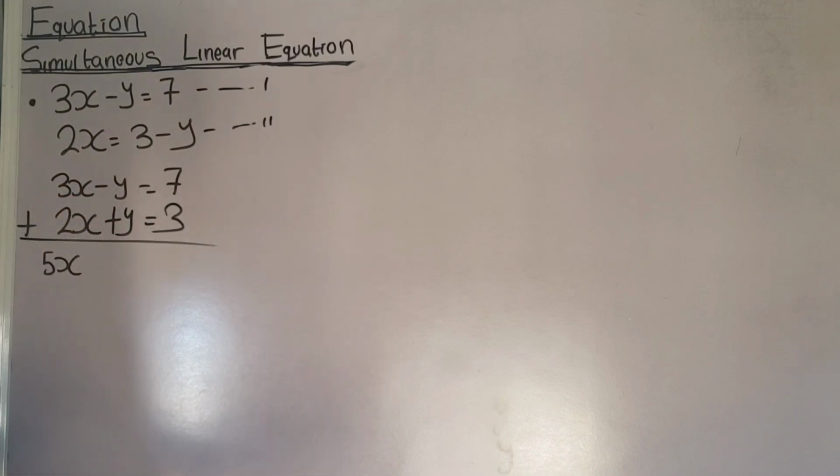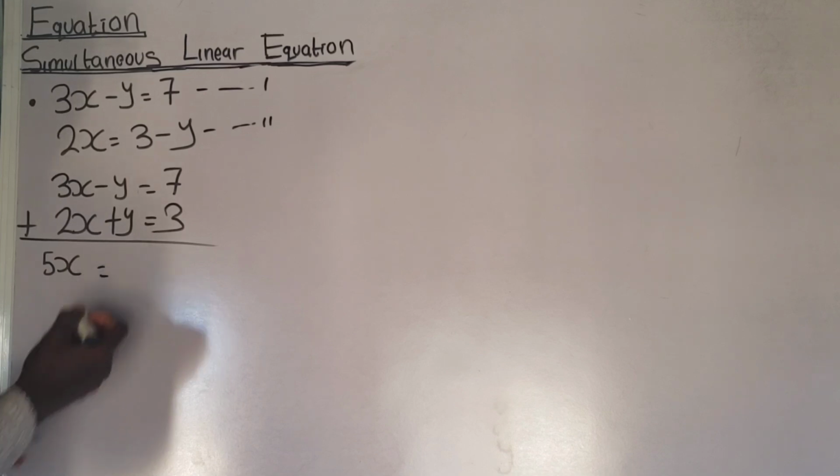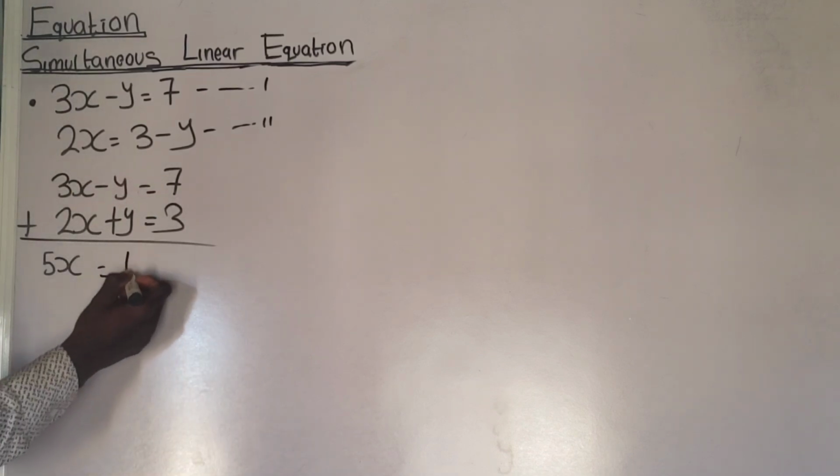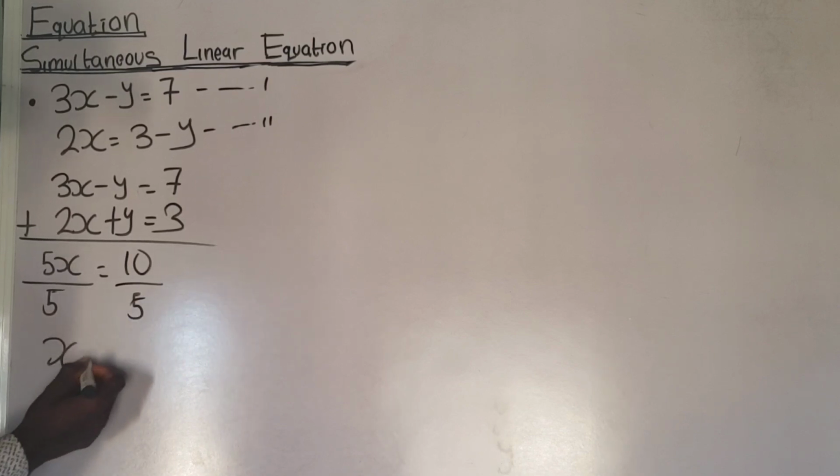Minus y plus y. That will give us what? 0. So I'm left with what? Equals 7 plus 3. That will give us 10. Now divide both sides by 5. So x equals 2.